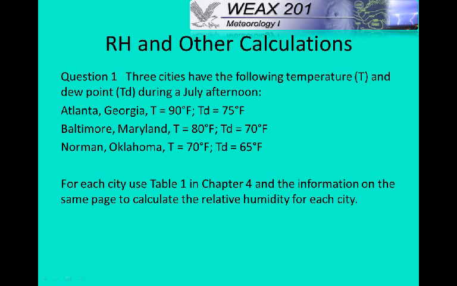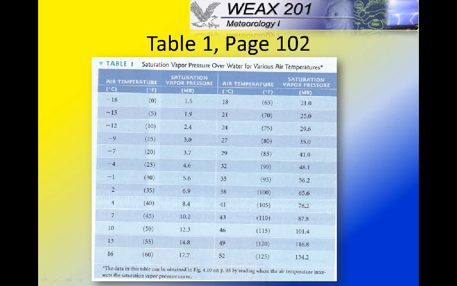If we go back to our problem, we see that for Atlanta, Georgia, the temperature was recorded at 90 degrees and the dew point was recorded at 75 degrees. If we go back to Table 1 on page 102, we correlate the temperature of 90 degrees to a saturation vapor pressure of 48.1 millibars. We correlate the dew point temperature of 75 degrees Fahrenheit to 29.6 millibars.